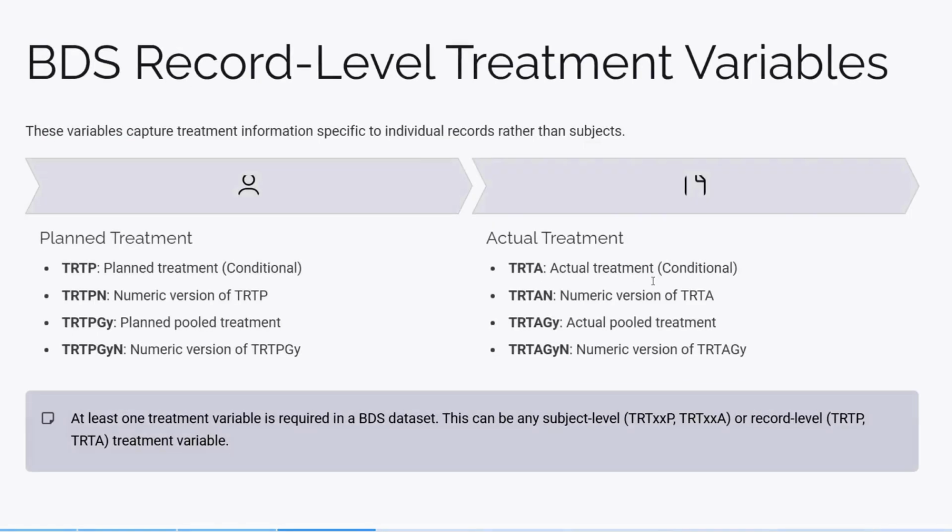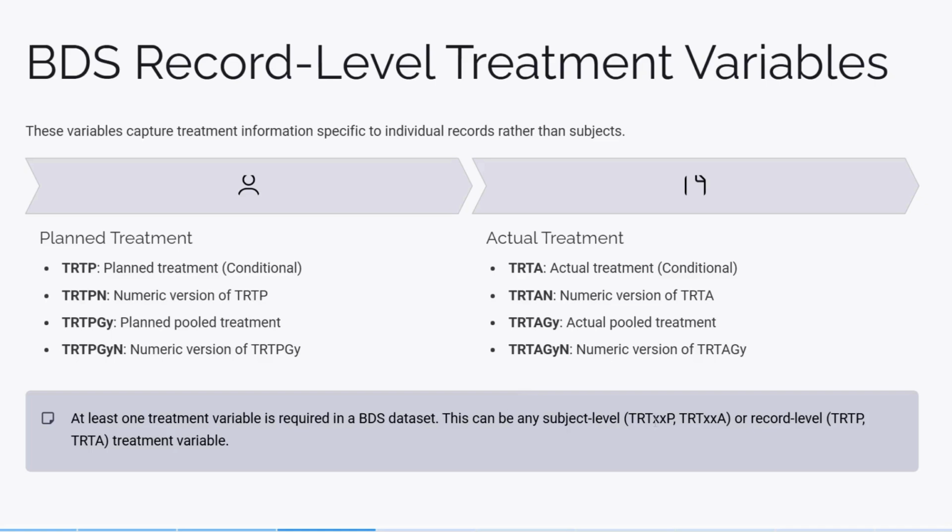So BDS record level treatment variables. These variables capture treatment information specific to individual records rather than subjects. So here we'll be having two different treatments, the planned treatment and actual treatment. So here we'll be having TRTP, which is a conditional variable, and the numeric version of the TRTP, and the planned pooled treatment, TRTPGR, and the numeric version of the planned pooled treatment. So here, instead of planned, we'll be having the actual treatment, the actual treatment in numeric version, and actual pooled treatment. So at least one treatment variable is required in the BDS datasets.